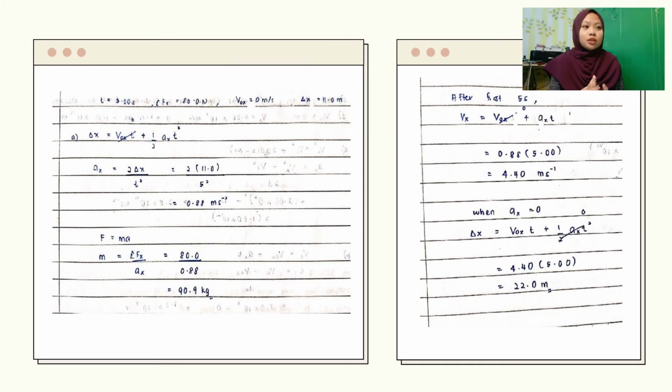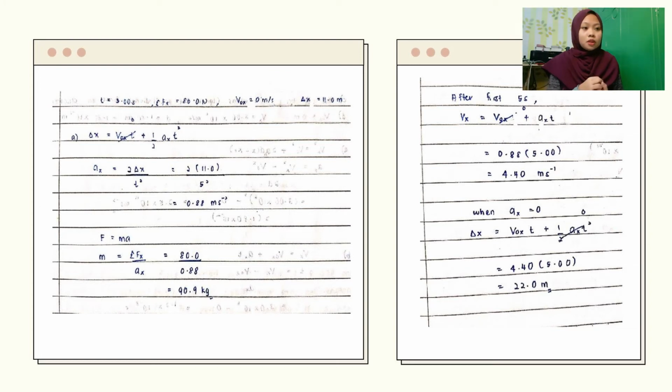For the second question, they want to know how far the block moves. First we need to find the velocity. So we use the formula v equal to initial velocity plus at. We cancel out the initial velocity, and we just substitute acceleration times t. Since we already have the acceleration, which is 0.88, we multiply with the 5 seconds, so we get 4.4 meter per second.